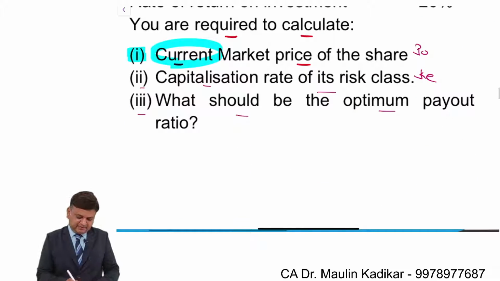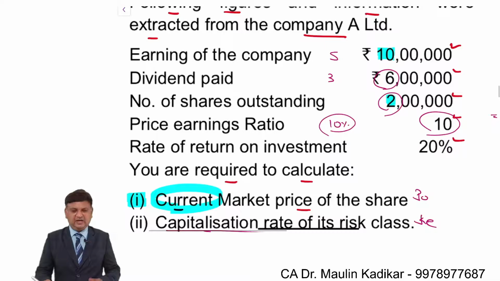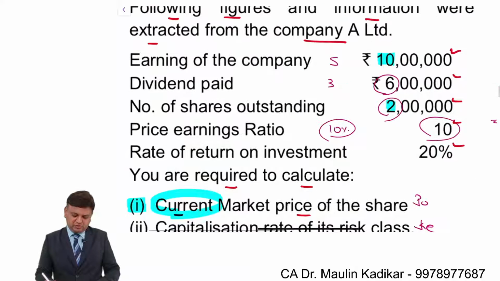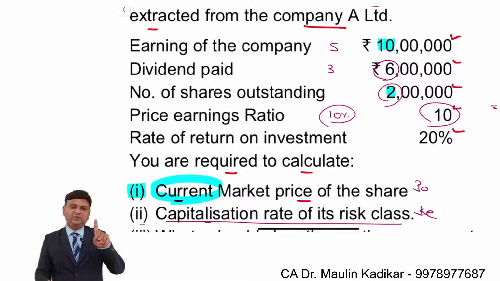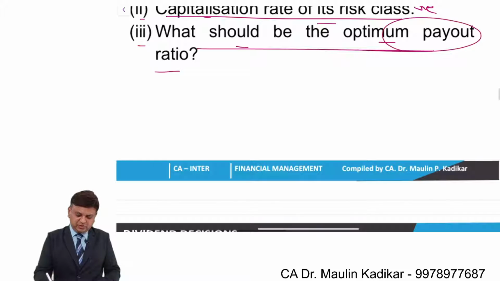Second part of the question, capitalization rate for the risk class. That is what we are bound to calculate in the first part of the question. What should be the optimum dividend payout ratio? See, R is greater than K, so the dividend payment should be 0 and the retention ratio should be 1. So the optimum dividend payout ratio is 0.